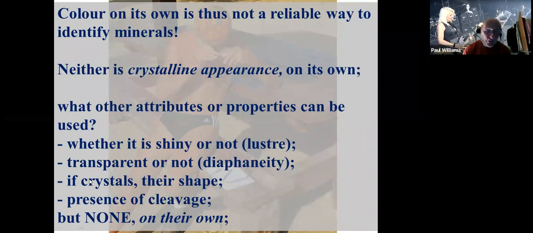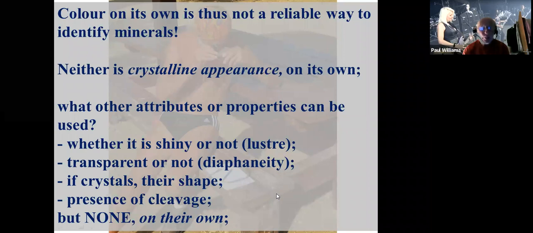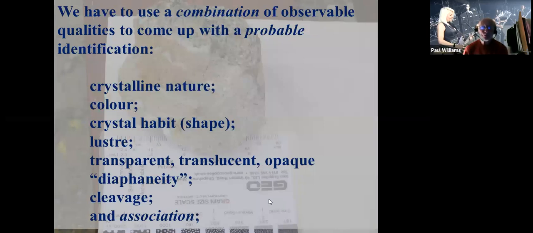If we can find nice crystals, sometimes their shape can be a good giveaway as to the identity, but not always. Then there's the presence of something that we call cleavage. I'll talk about cleavage later on and in more detail in the second of these workshops. Cleavage will be a series of striations, but I'll mention that later. So those are a series of properties that we can use to help us in our identification, but none of these on their own. So we have to use a combination of properties.